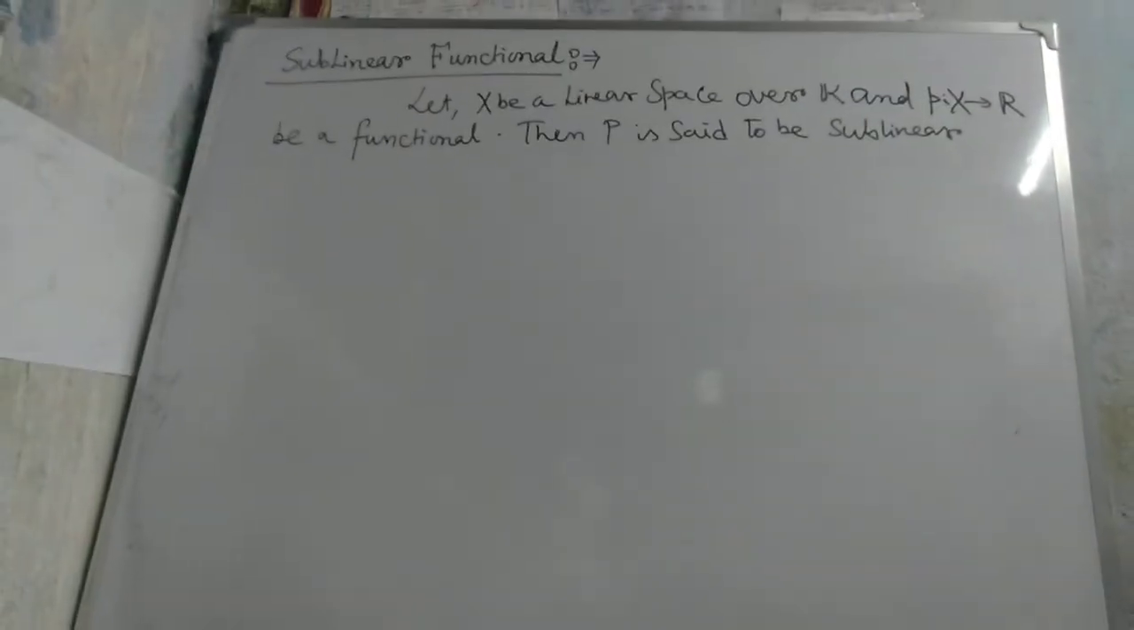Let X be a linear space over K, and let P from X to R be a functional. Then P is said to be sublinear.